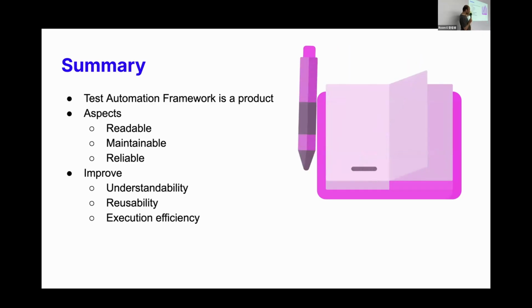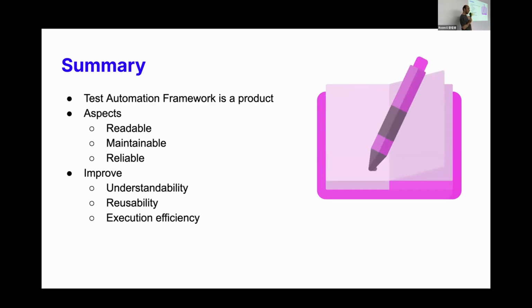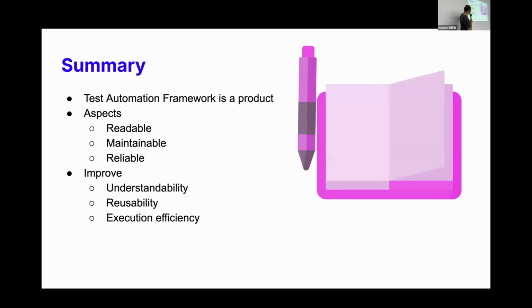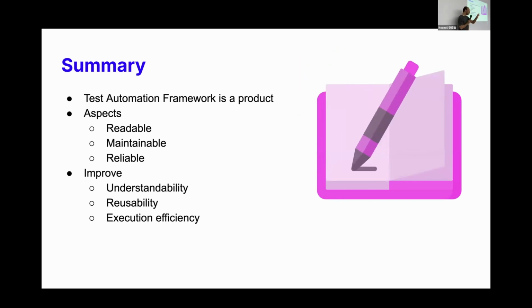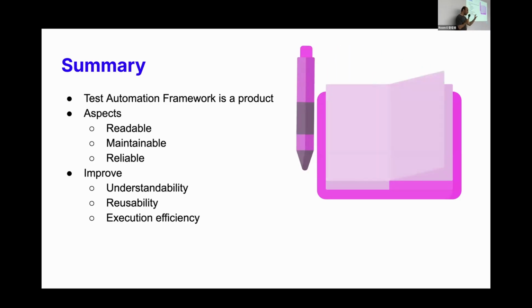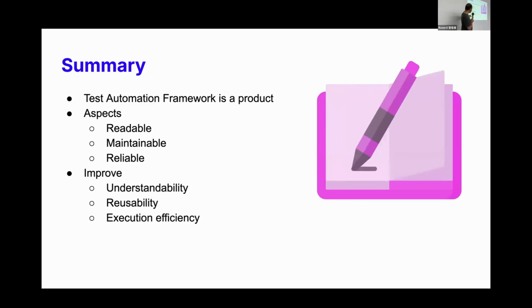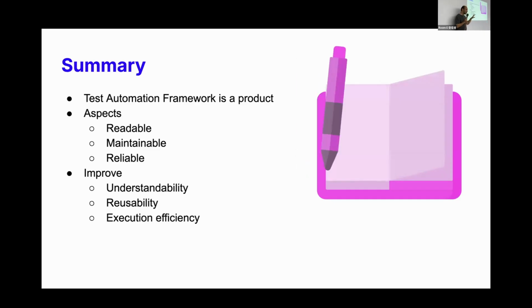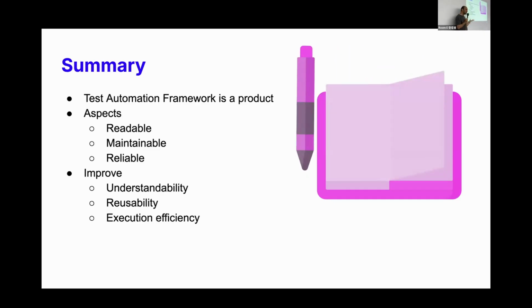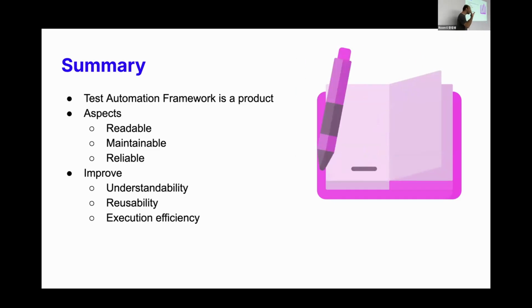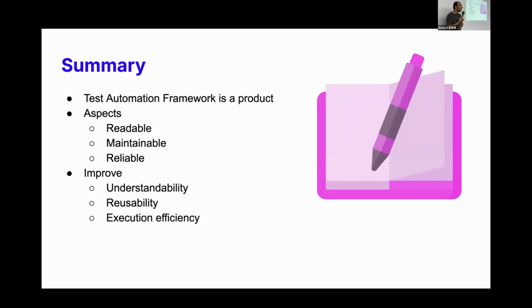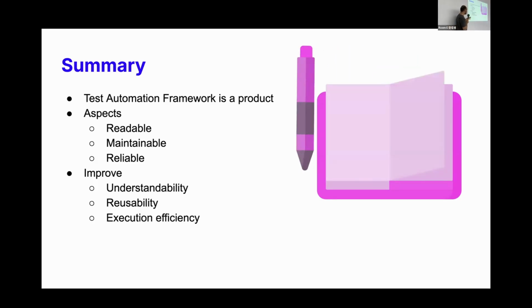And how can we improve? We can apply linting and formatting to improve the understandability. We can try to avoid duplication, so instead, use reusable functions, called from different places, with only one original source. And for execution efficiency, not too long. If you have any dummy waits or if you are not using parallelization yet, please try to run in parallel so that it will run more efficiently.